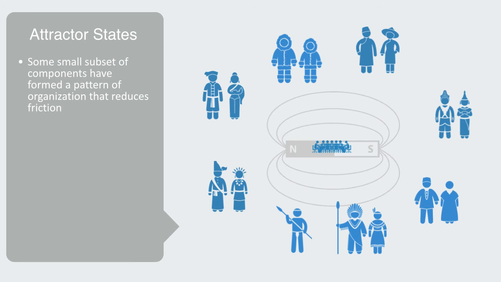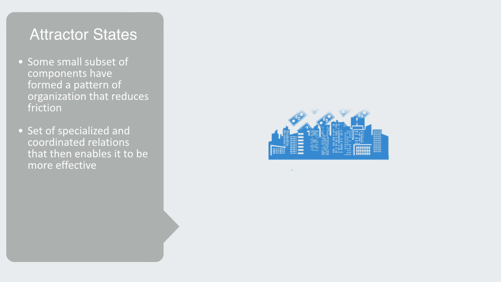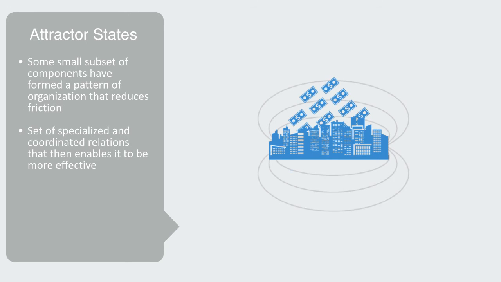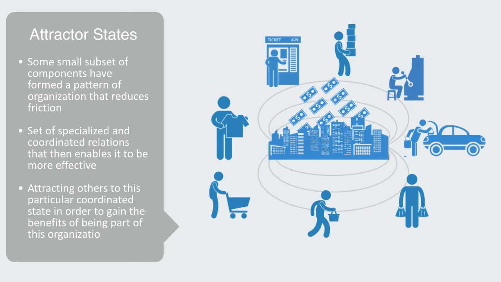For example, once a number of people have decided to occupy the same location, a town or city forms with its own set of specialized and coordinated relations that then enables it to be more effective at developing large infrastructure, conducting trade and other economic activities, which increases its relative wealth per capita. This creates a positive feedback loop that results in the attraction of others to this particular coordinated state in order to gain the benefits of being part of this organization as the city becomes larger and more populous.